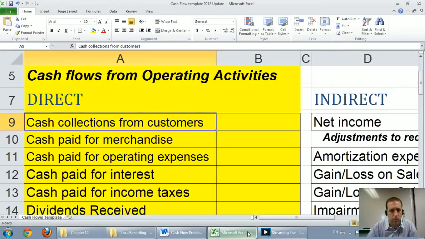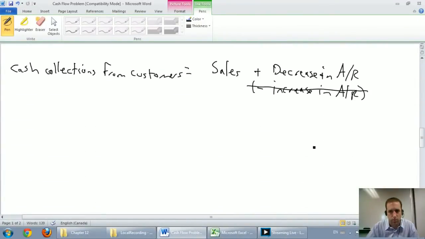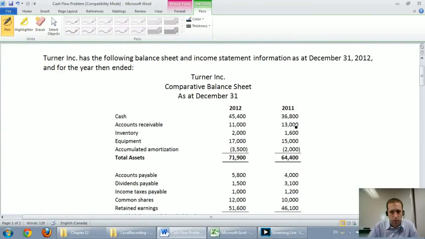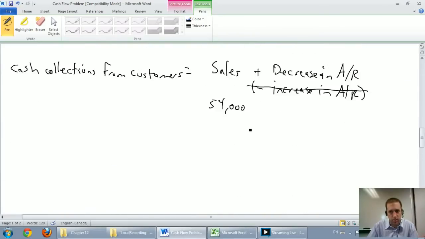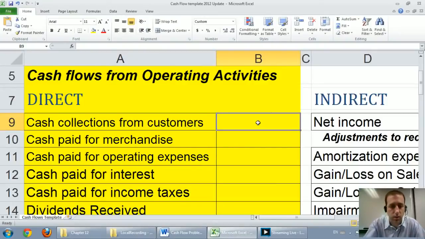So let's take a look at our problem. Back to the problem, rather. Our company's sales was $54,000. So I'm just going to note that. Sales, $54,000. Decrease in AR, accounts receivable, went from 13 to 11. It did decrease, so it's going to be decreased by 2,000. 13 last year, 11 this year. Had it increased, I would subtract it, but because it decreased, I added. So 54 plus 2 is 56,000. I'm going to fill that number into my chart now. My cash collections from customers were 56,000.